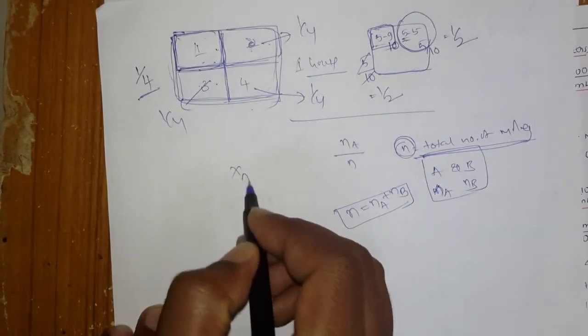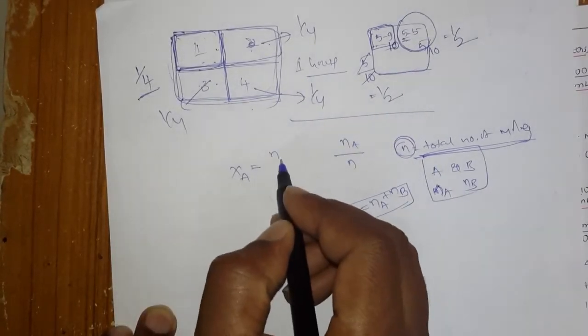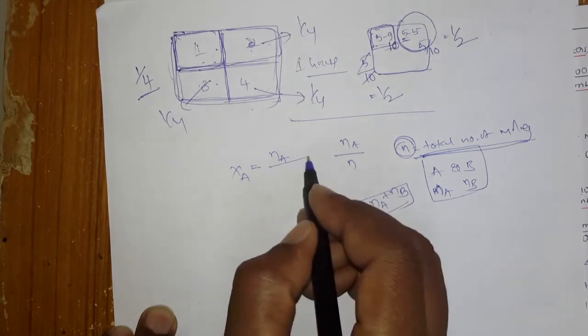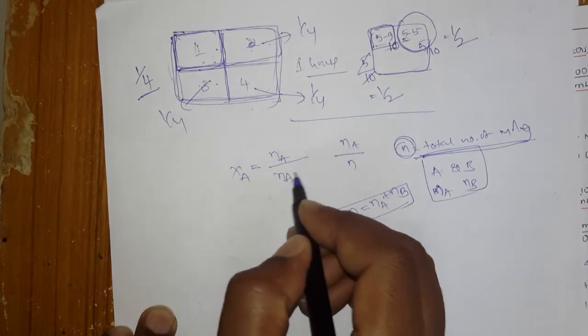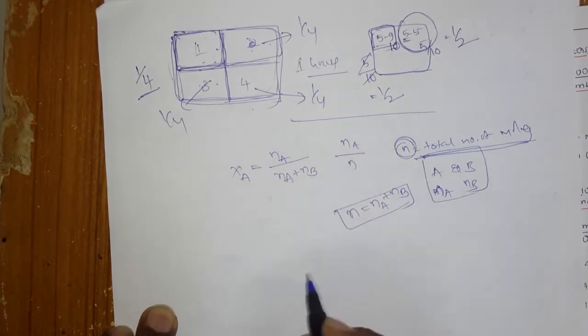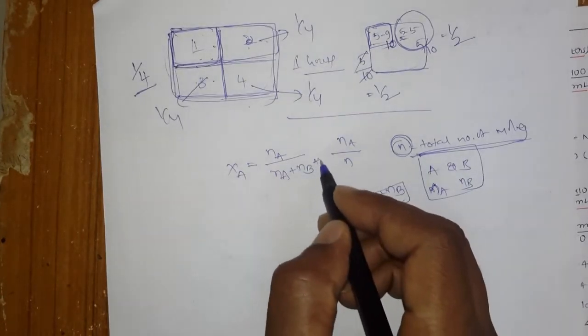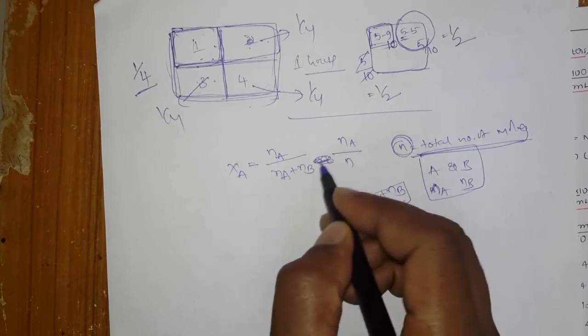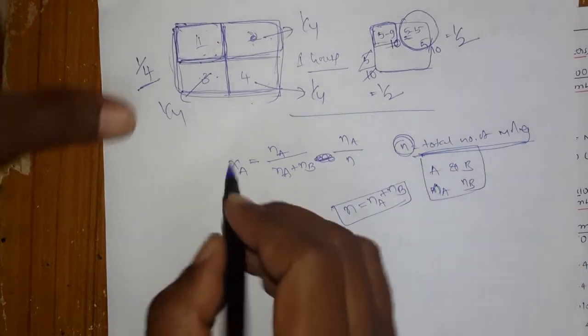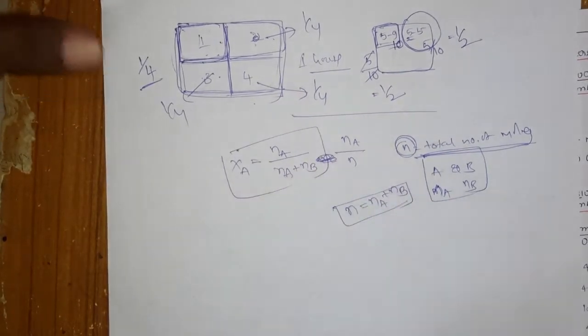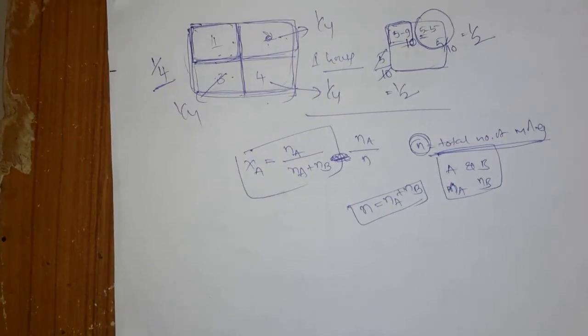Okay, that means you can write that Xa is equal to the number of moles of component A divided by the number of moles of A plus the number of moles of B. If there is also a C, then you have to add the number of moles of C, but here you don't have the number of moles of C. So that is the mole fraction expression, that is Na by Na plus Nb.